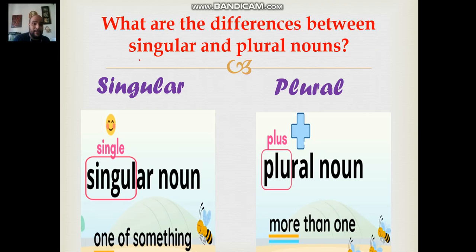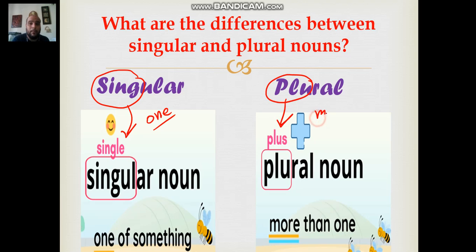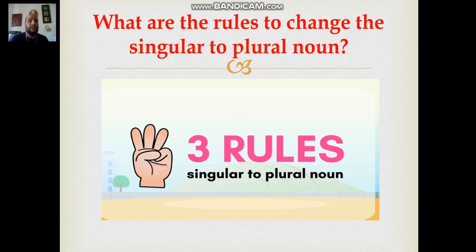Next, I have explained in the other video that a singular noun is derived from the word single, which means one by itself. However, the plural is derived from plus, which means more than one. That's plural and singular. Now, what are the rules to change the singular to plural noun? We have 3 rules, and you have to pay attention to all of them, please. Of course, the nouns that are going to follow the rules are regular nouns, but we have some irregular nouns which do not follow the rules.